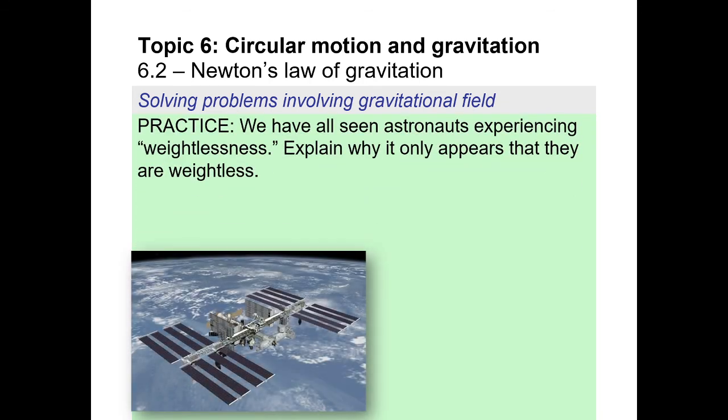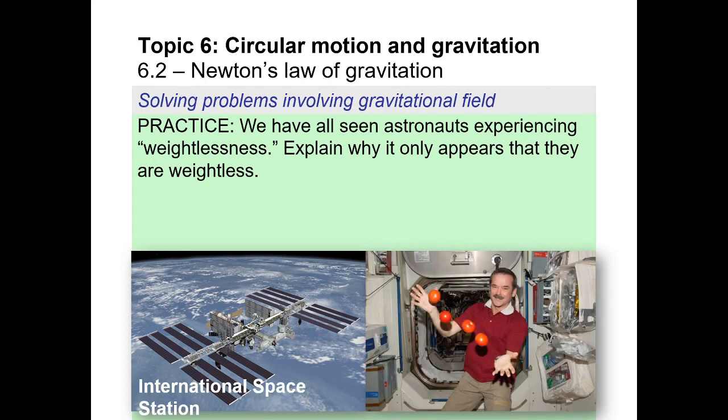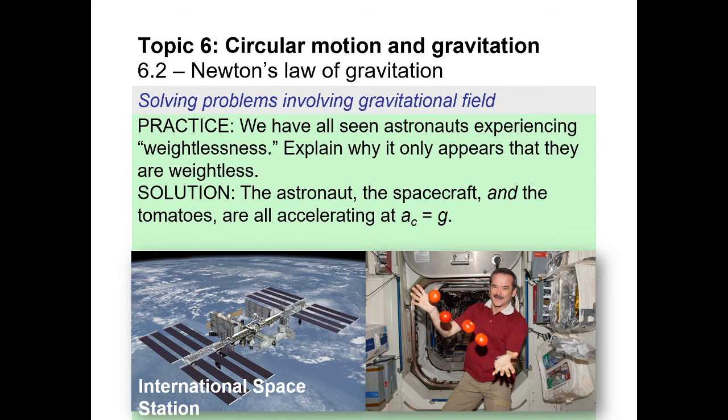Okay, our practice. We have all seen astronauts experiencing weightlessness. Explain why it only appears that they are weightless. For example, we've got a picture of an astronaut balancing some tomatoes. The tomatoes are not going to accelerate down any faster than the astronaut, or vice versa, because the only force acting on them is gravity. That's the only acceleration acting on both of them. If they all have the same acceleration, one is not going to move faster than the other, so it will appear as if they're all in a static position relative to each other.